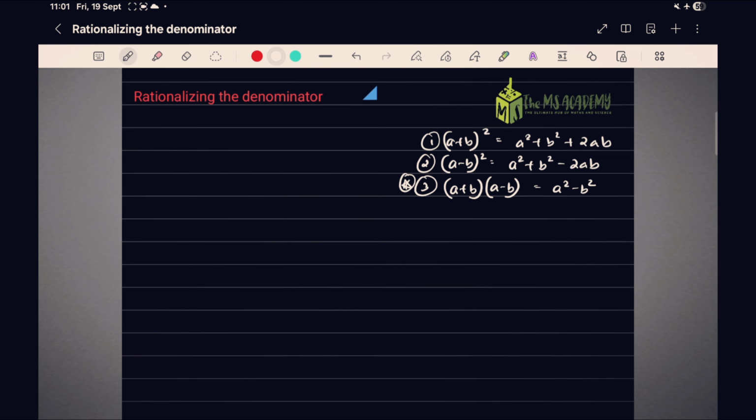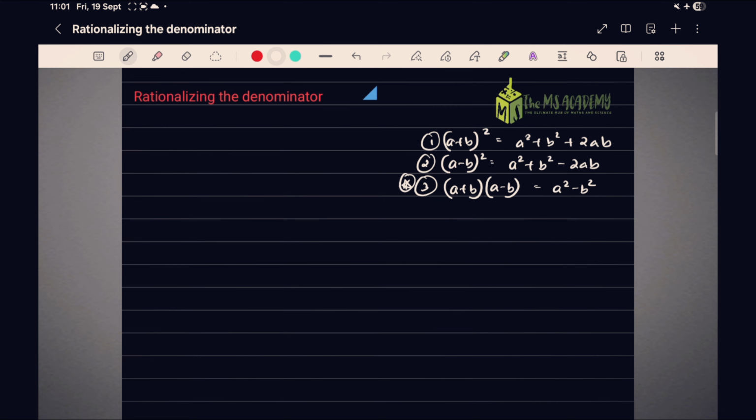Now let's look at the topic itself. Rationalizing the denominator, what does it mean? Basically, it means that in the denominator of a fraction, we are going to get an irrational number, and we have to convert the irrational number to a rational number.